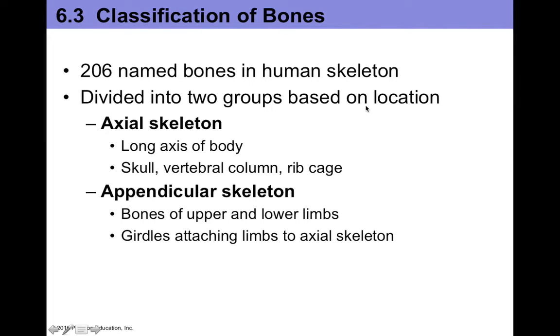Now, we can divide these bones into two major groups. We have axial and appendicular bones. The axial skeleton are those which form the long axis of your body. The bones of your skull, your vertebrae and rib cage, like your ribs and sternum, all form the axial skeleton. The appendicular skeleton are bones of your upper and lower appendages, or limbs, and their associated girdles.